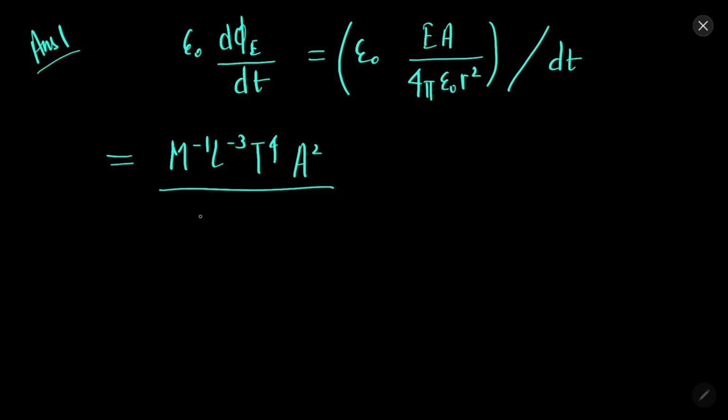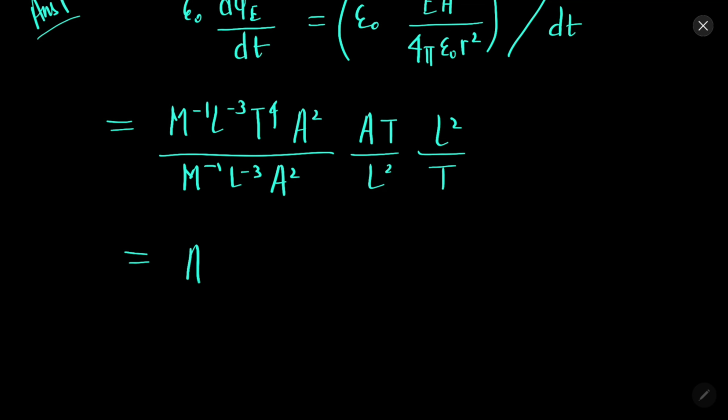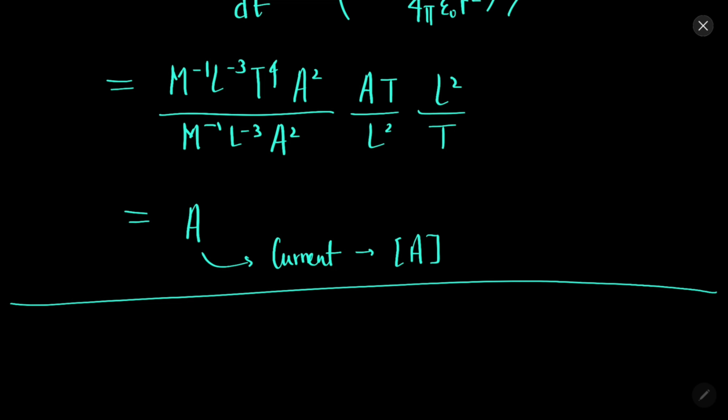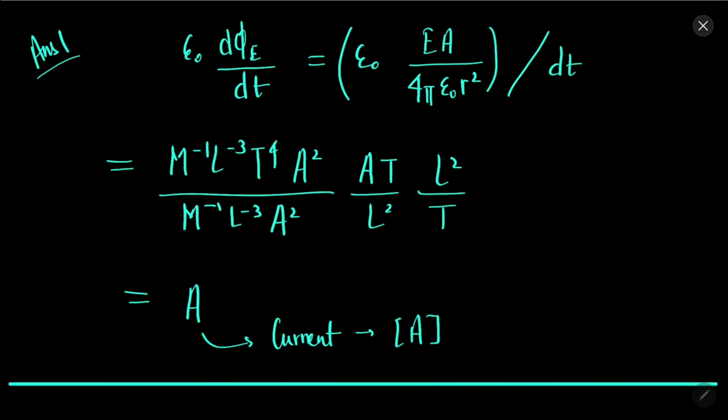dt has this, so m minus 1 l minus 3, a square a t over l square over t. So once you cancel everything out, you will find that it is equal to a. So this is the dimension of current. Current has dimension a. So the displacement current and the conduction current have same dimensions.